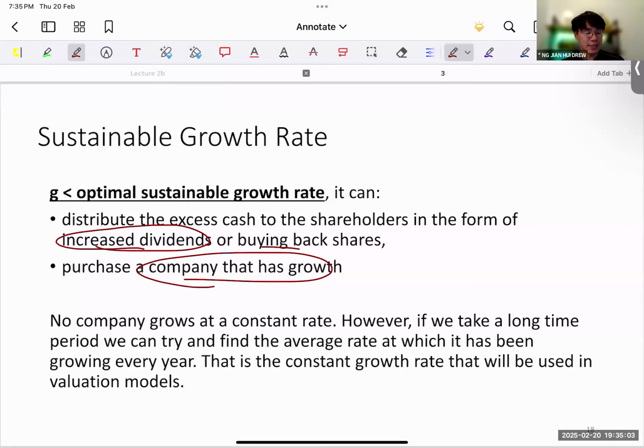Of course, at the end of the day, there's a small comment here. No company grows at a constant rate. However, if we take a long period, we can try to find the average. So using the historical average is generally a good way to determine your growth for your equity valuation, to value your equity. That's generally the better method to determine your growth rate in your valuation model.